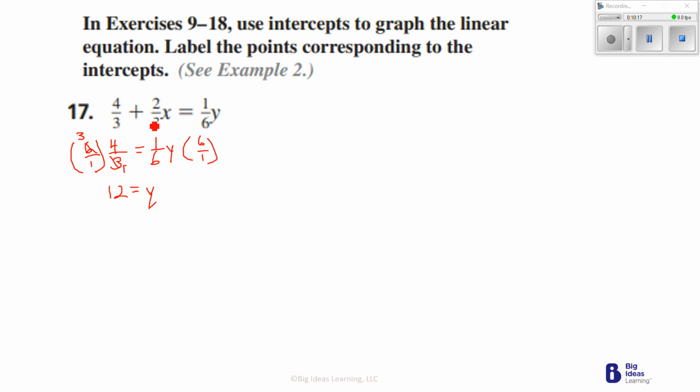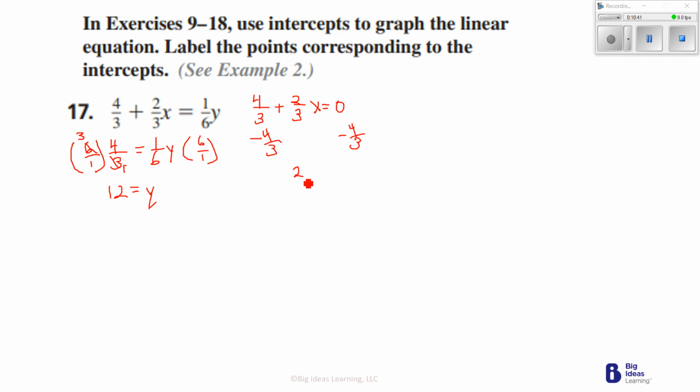When solving for, let's see, y, if I made y 0, well, then I would have 4/3 plus 2x, or 2/3 x, equals 0. I would have to subtract 4 over 3 from both sides.